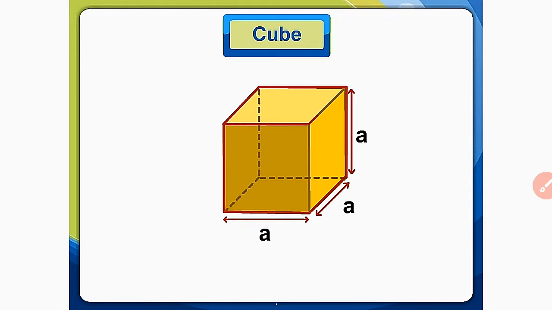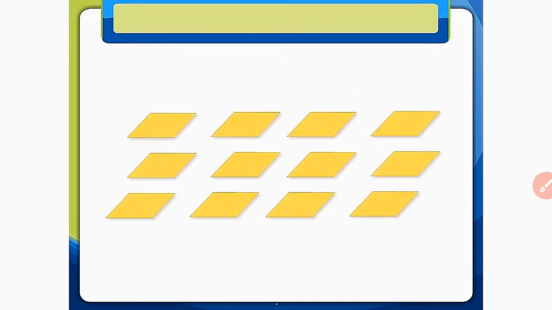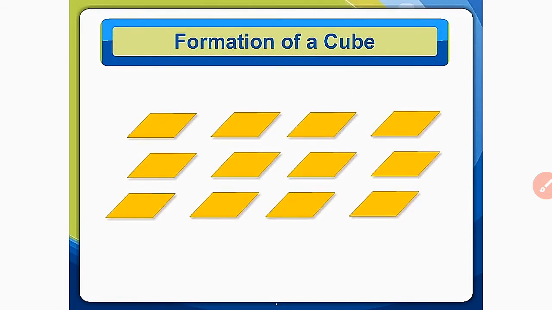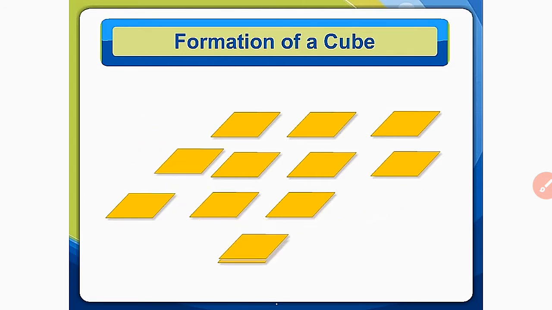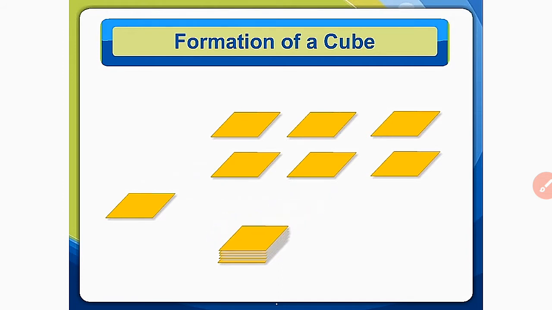And we know, as discussed in the previous videos, that in a cube all the faces are square faces. It has six square faces. Before that, let us just discuss how a cube is formed. Here you can see 12 square shaped sheets. As we arranged them one on the other to form a cuboid, in the same way let us form a cube by arranging all these sheets one upon the other.